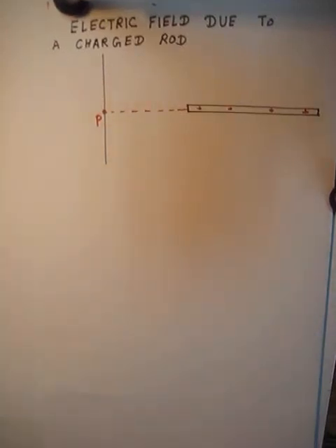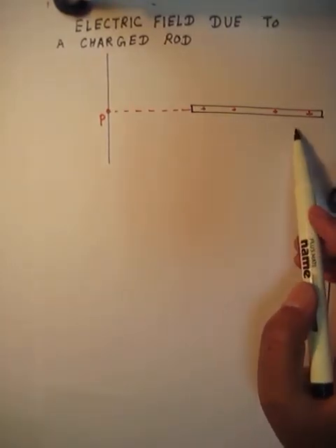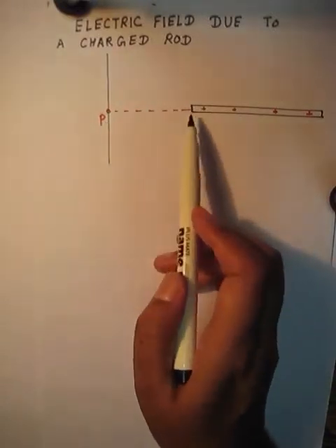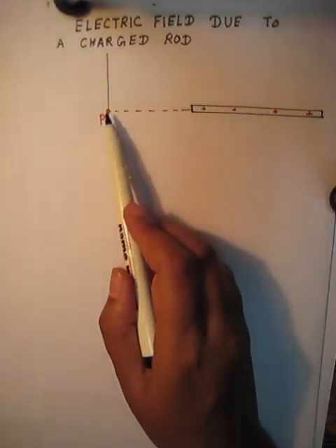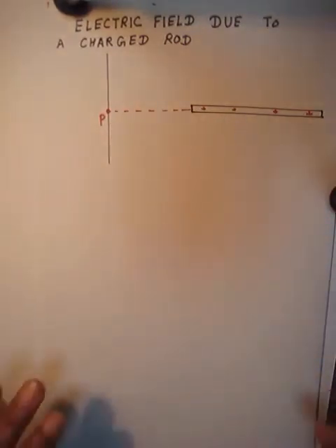Now we are going to calculate the electric field due to a charged rod. So we have taken a uniformly charged rod which is positively charged, and along its axis there is a point, and at this point we have to find out what is the electric field due to this entire rod.